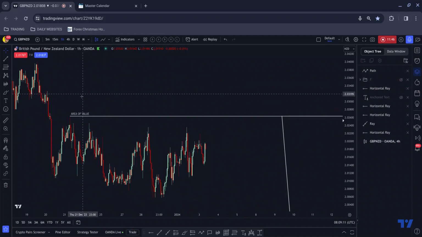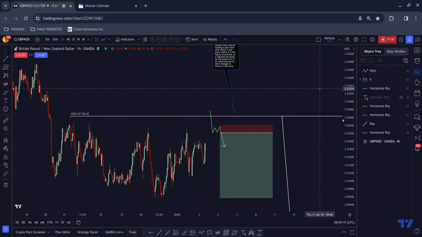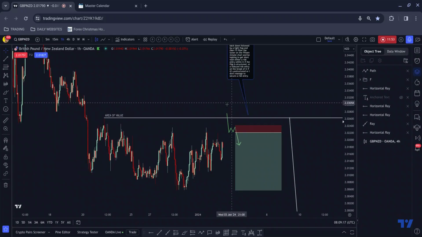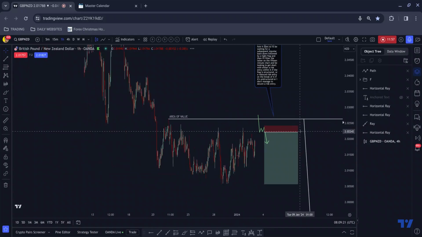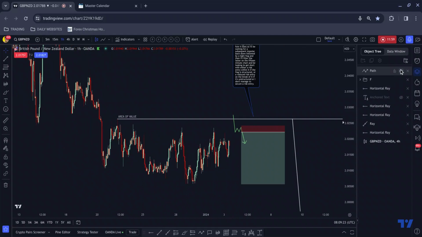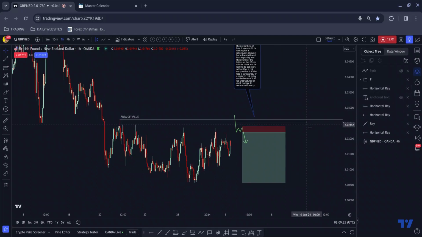I'm going to be looking at this area of value here and waiting patiently for price to tap into it. And if it does, I'll be waiting for a push down and a flag, and then I think the floodgates will likely open. If you just remember what I said a moment ago, I said that the market has to consolidate for the bigger moves to occur, right?